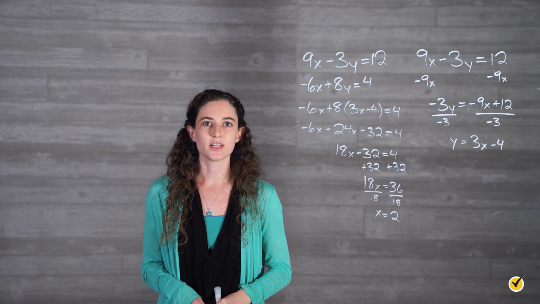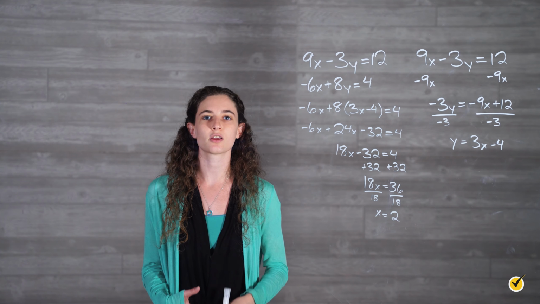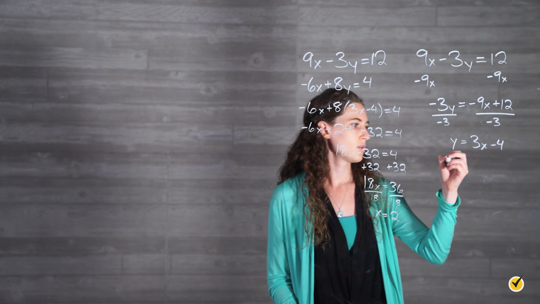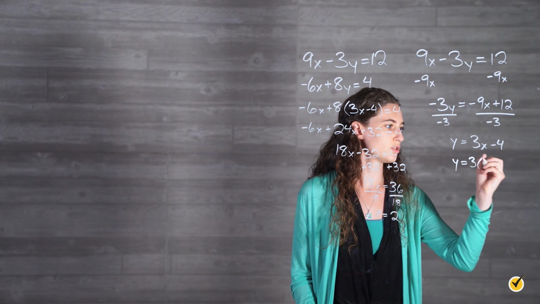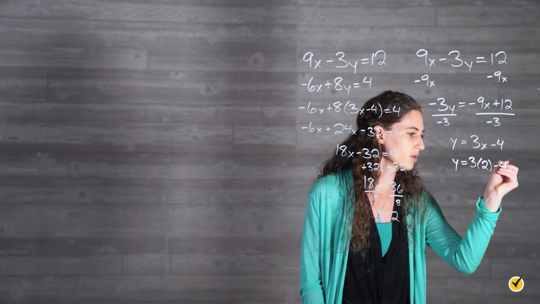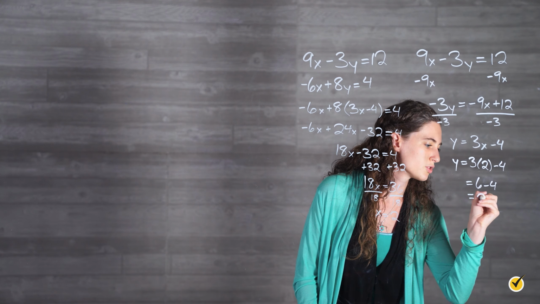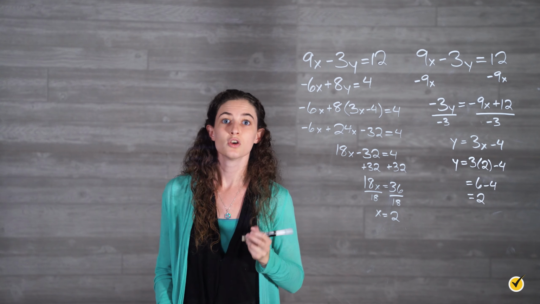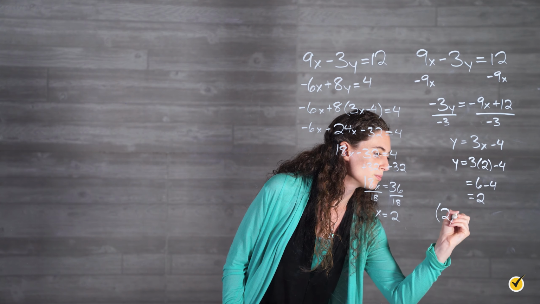Now that we have our x value, we can plug this number into the equation we found for y earlier to get our y value. So y equals 3 times 2 minus 4, which is equal to 6 minus 4, or 2. So our final point is (2, 2).